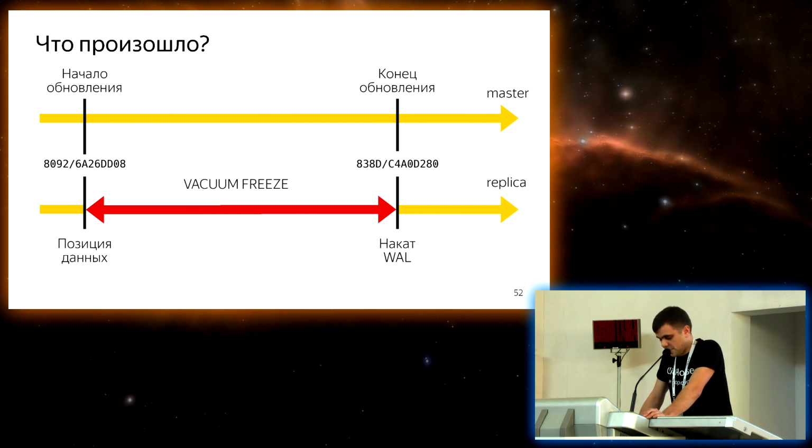So this is the scheme of the situation on this slide. You'll see the LSN on the master and the replica, and you see that between the two lines there was vacuum freeze and analyze, and the replica started the replay starting from that position.